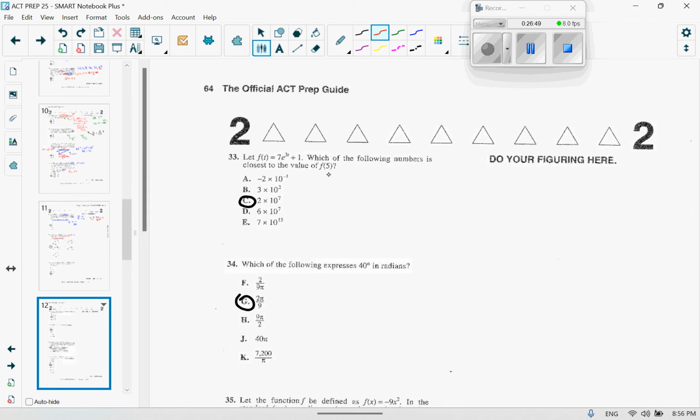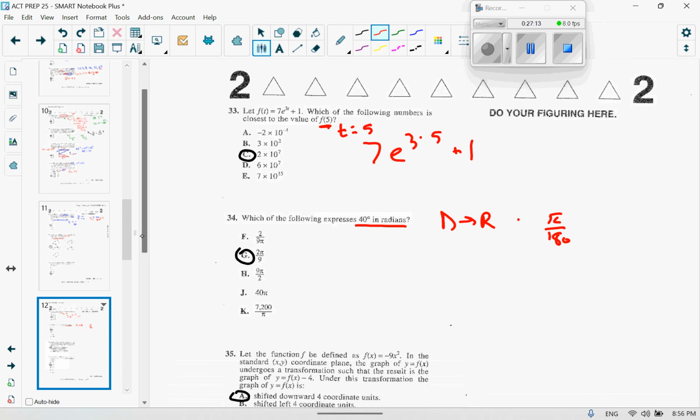Okay. Here, I'm just plugging in t equals 5, so 7 times e to the 3 times 5, all plus 1. Plus 1, and I could type that whole thing in my calculator. In radians, to go from degrees to radians, you multiply by pi over 180, because remember a full circle is 2 pi radians, and a full circle is 360 degrees. Divide both those factors by 2 gives us that conversion factor. So we're going to get 40 times pi over 180. Turns into 40 pi over 180, but I could simplify both numbers by 20, giving me 2 pi over 9.